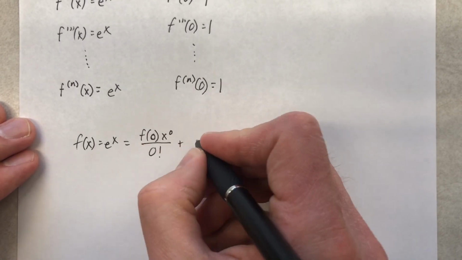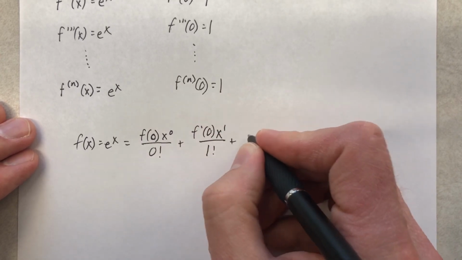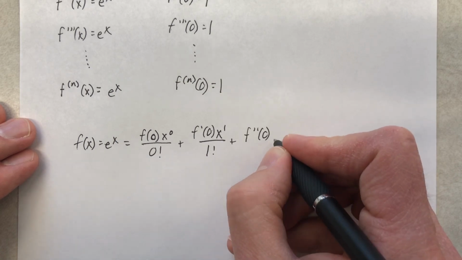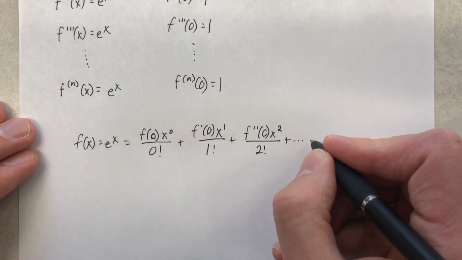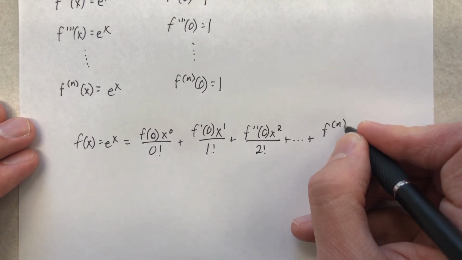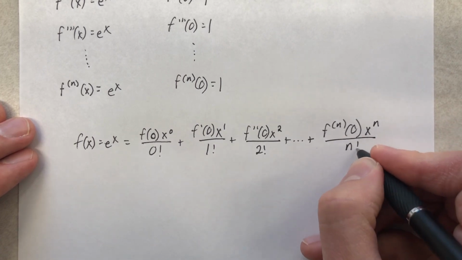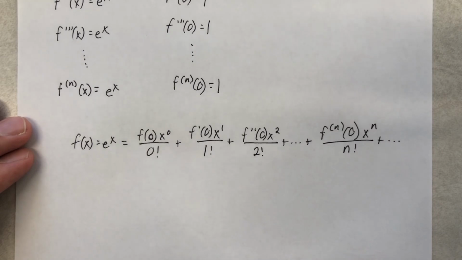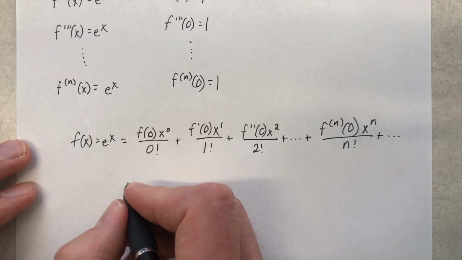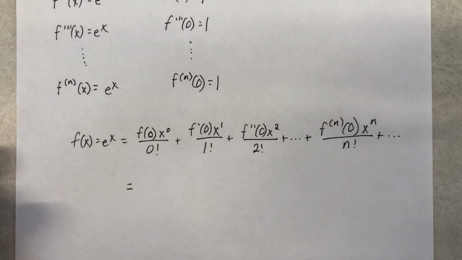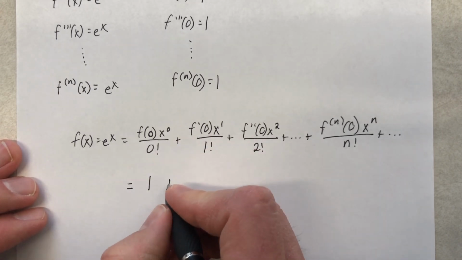Plus, f of 0. And then f prime of 0, x to the 1 over 1 factorial, plus f double prime. So what I'm really doing is just filling in some gaps till I can find some patterns. This one's a lot more obvious. And then I'm going to get to the nth derivative evaluated at 0, x to the n over n factorial. And this one keeps going because it's going to be an infinite power series. All right, so if we did this, we would say f of 0, well, that's just 1 times 1 over 1 plus, okay?